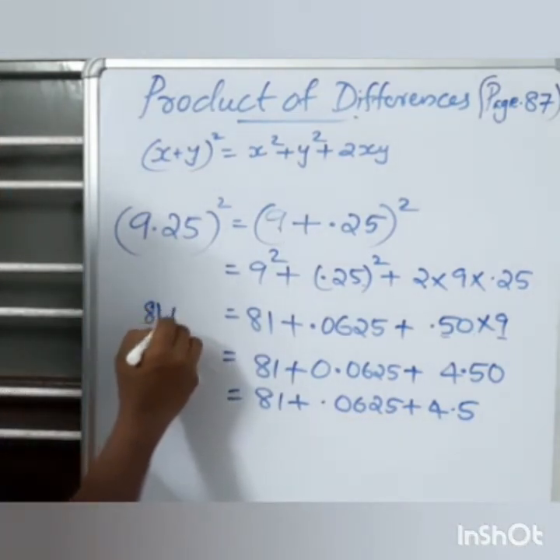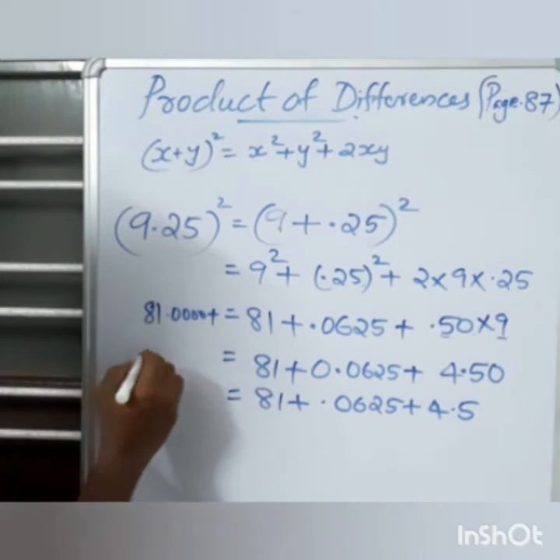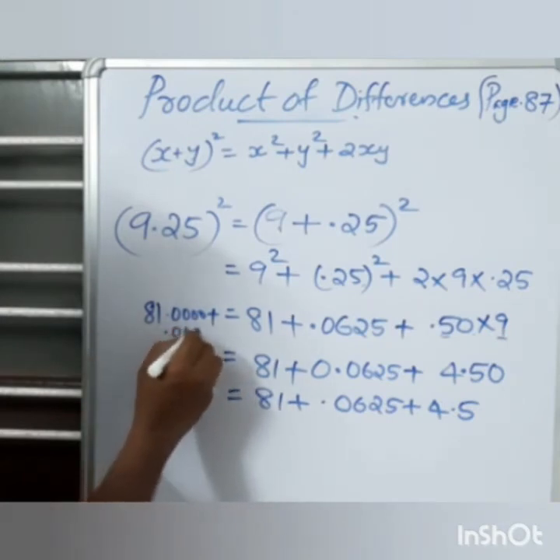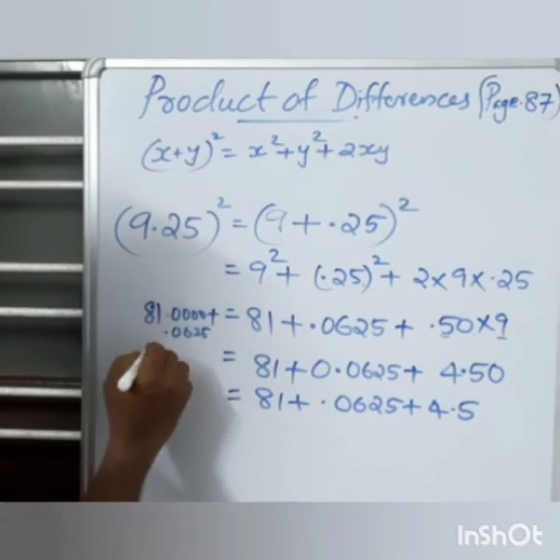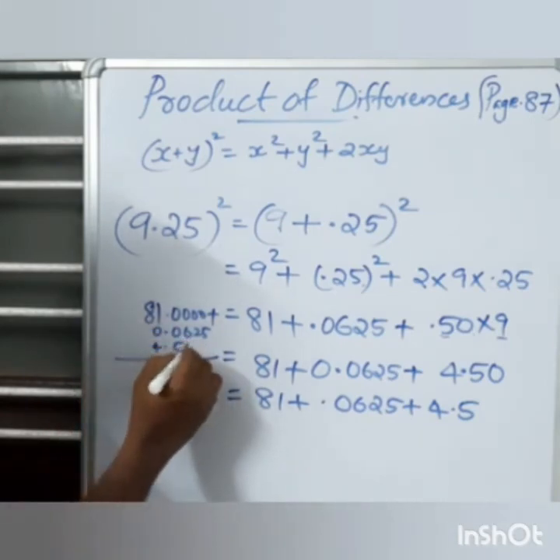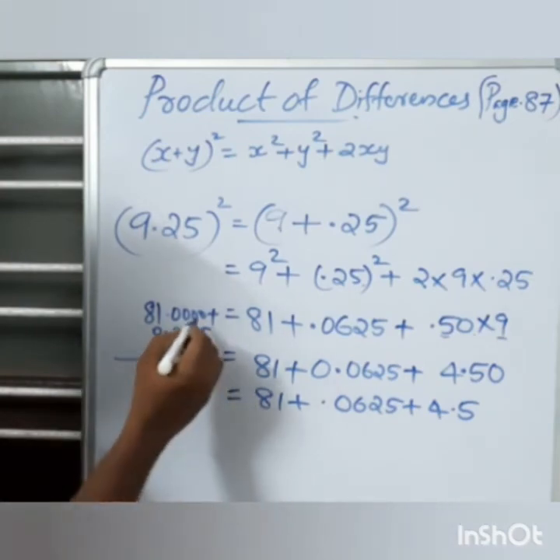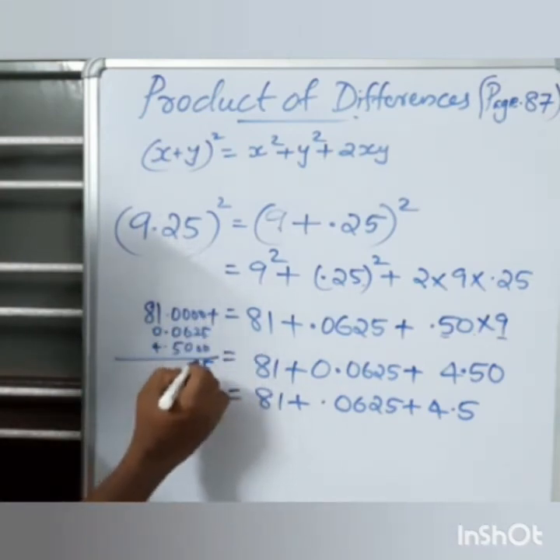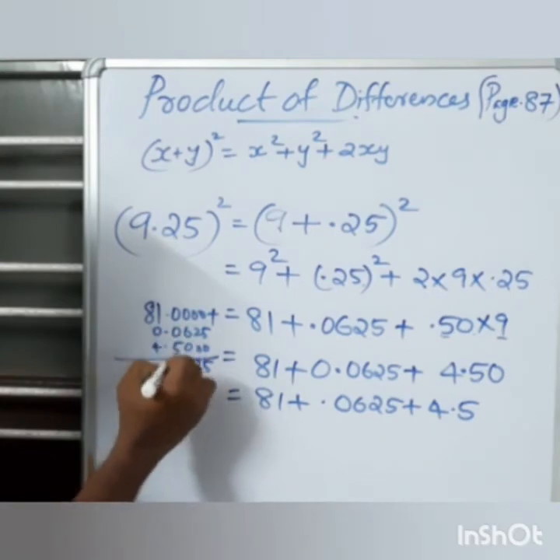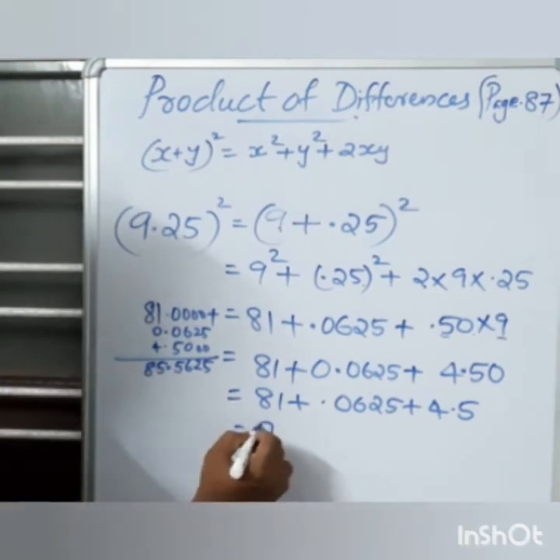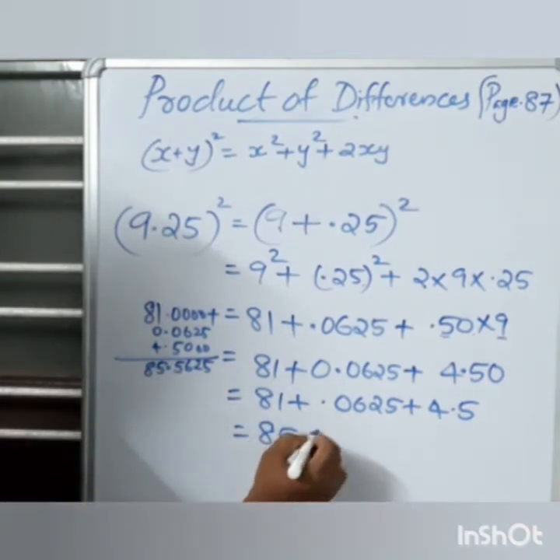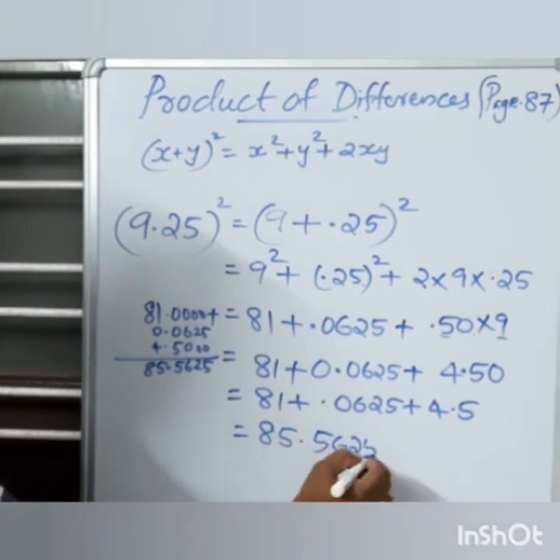81 plus 0.0625 plus 4.5. All these should be added. So 5, 2, 6, 5, 5, 8. So the answer you are getting is 85.5625.